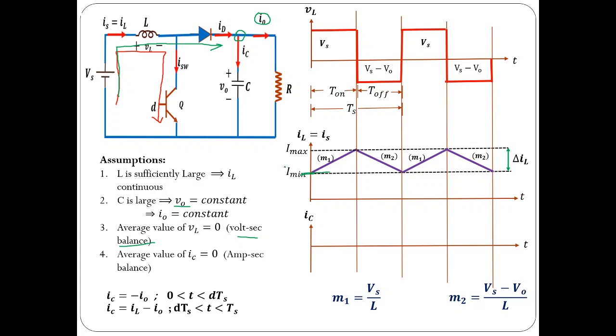And what about the current through the capacitance? During the on period of the switch, there is no diode current. So applying KCL, IC is equal to minus I naught. We assume that the voltage across the load is more or less constant, according to the second assumption. So the current through the resistance, which is the load current, is also a constant value. So IC is equal to minus I naught during the on period.